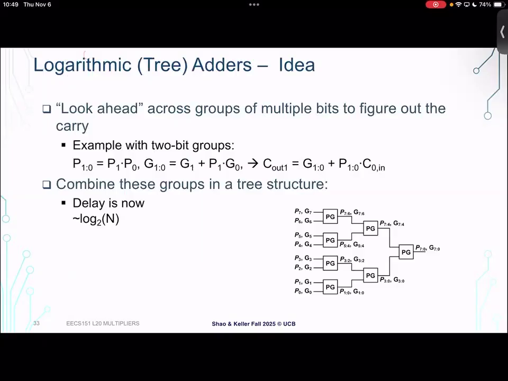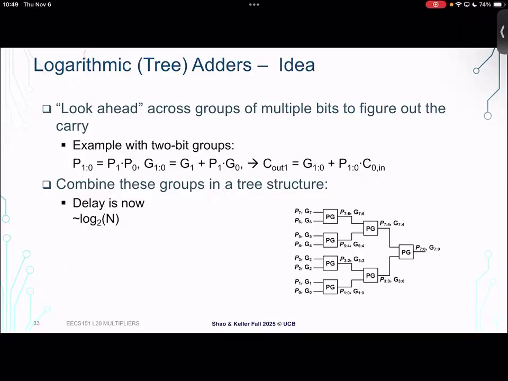So we call this a look-ahead adder because effectively, as we pre-compute these bits, we're looking further and further ahead in the design, or in the tree rather, to figure out what the carry is going to be as we progress further and further toward the MSB.